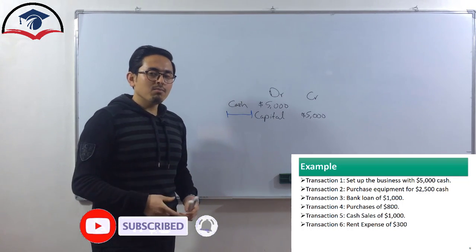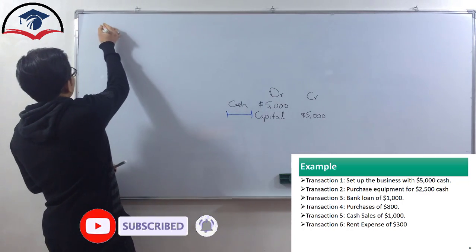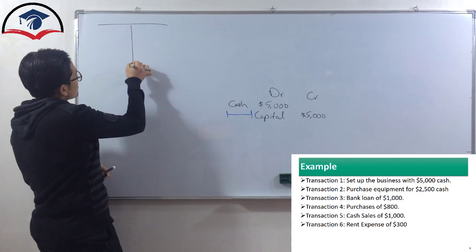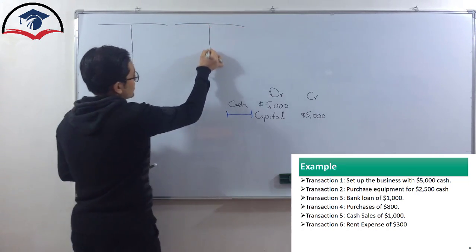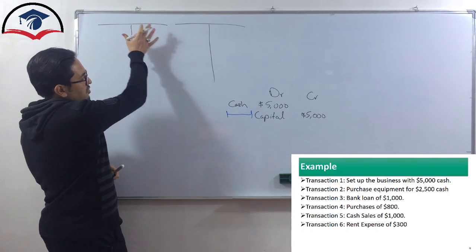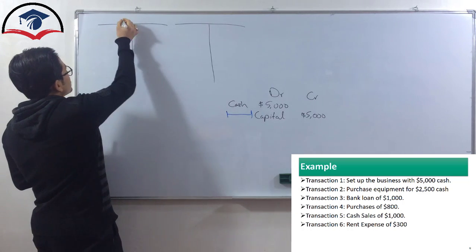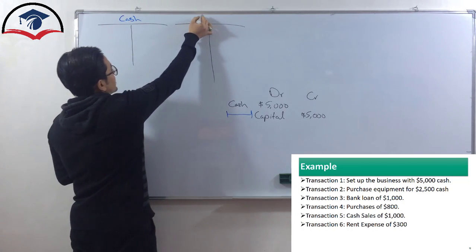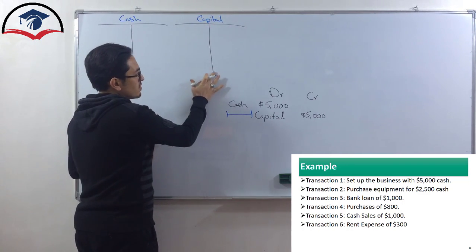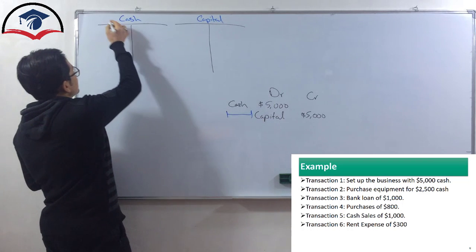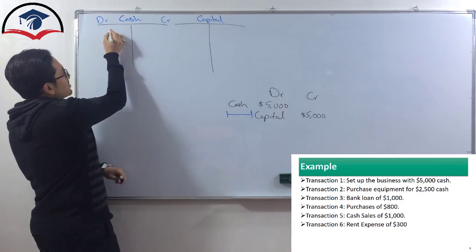How are we going to post that to the T accounts? We need T accounts. Very easy. The first T account we need is cash, and the second one is the capital. For the cash, for the capital, these are the T accounts. You can see, first of all, cash has been debited. This is debit. I will write only for one of them. Debit by how much?